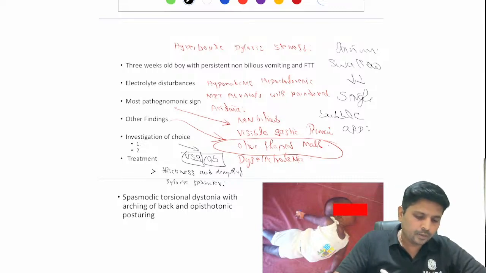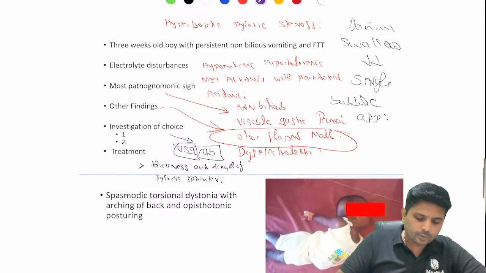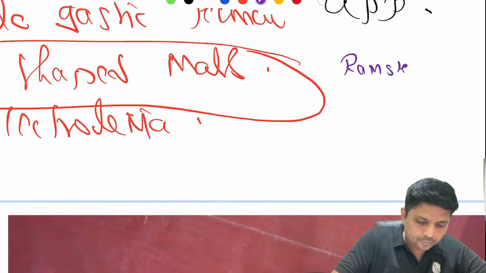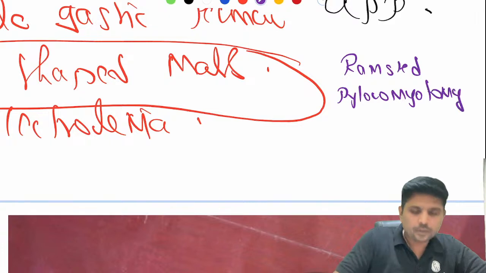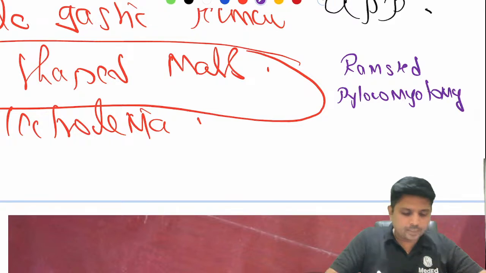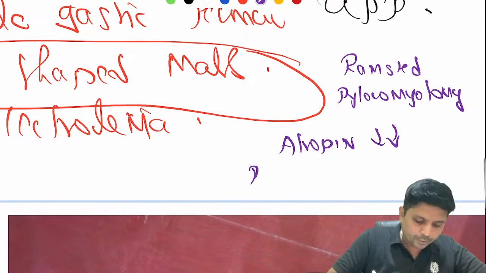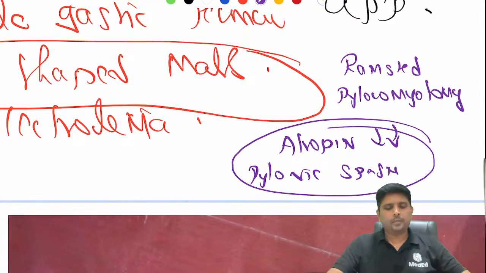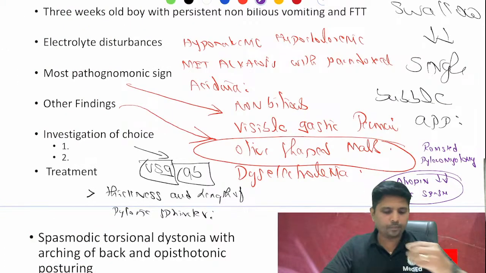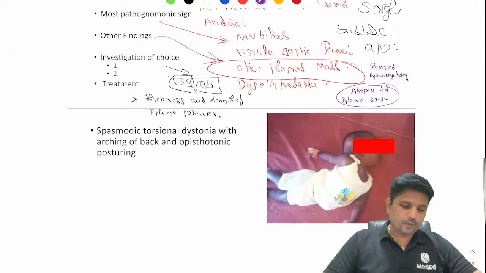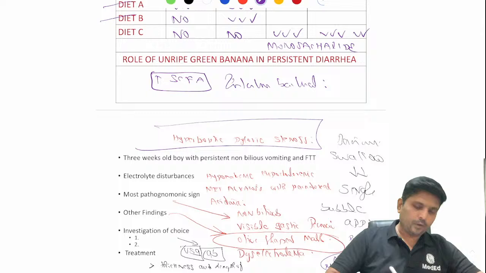So what is the investigation? Ultrasound. What is the treatment? Treatment is Ramstedt pyloromyotomy. For emergency, you can give atropine, which reduces pyloric spasm. Okay, this is about hypertrophic pyloric stenosis.